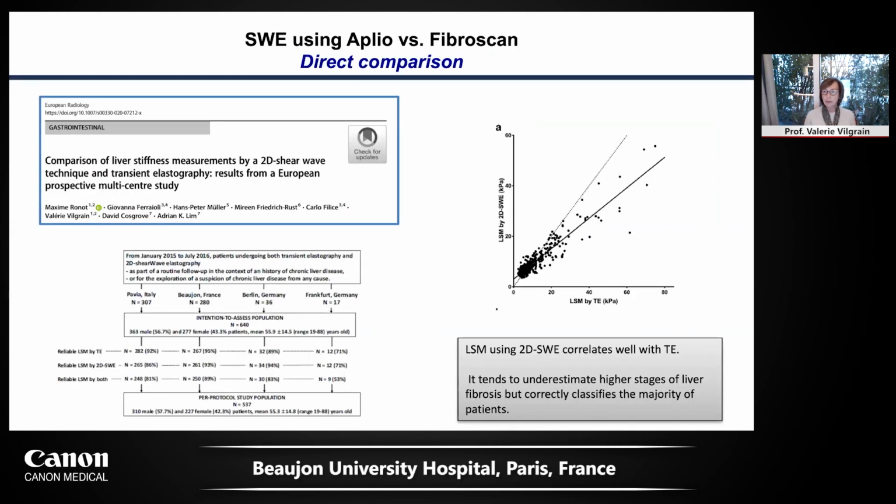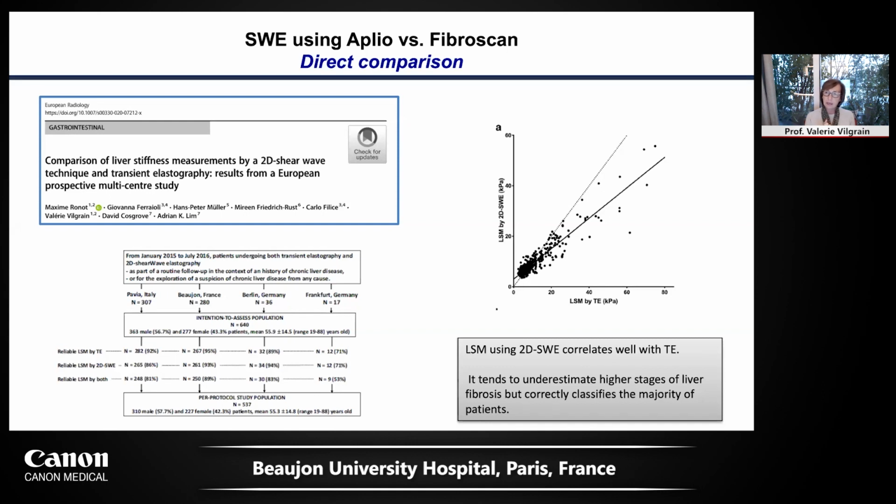Now, we know that there are several ultrasound-based techniques that have been developed by several companies, several manufacturers. But we also know that shear wave elastography may vary according to the machine, the beamformer, and the ultrasound probe. So every time we have to validate a new technique developed by another company with either liver biopsy or the reference method, which is transient elastography.